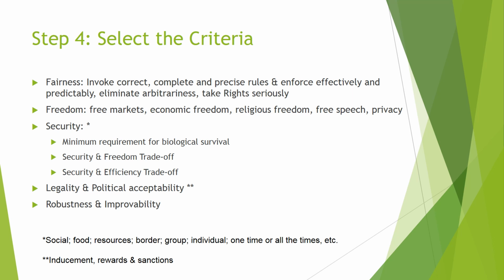Let's think about security. And you can see at the bottom here, I list out the different forms of security, whether it's border security or food security. There are some places, some people, some communities that don't have food security, right? Home security, all kinds of forms of security. Okay, and then I talked about this already, but legality versus political acceptability. And then finally, the robustness of the plan, of the alternative.